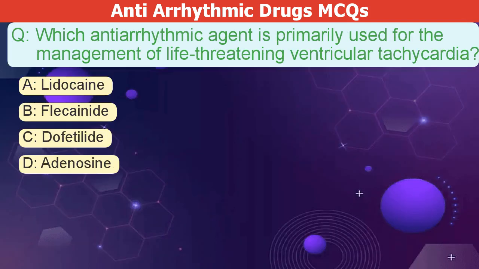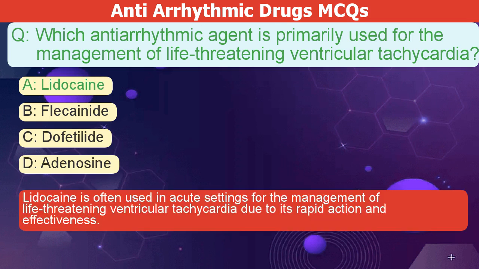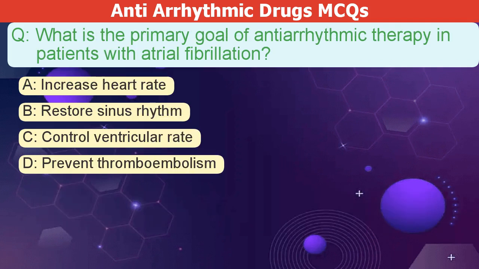Which antiarrhythmic agent is primarily used for the management of life-threatening ventricular tachycardia? A. Lidocaine. B. Flecainide. C. Dofetilide. D. Adenosine. The correct answer is A. Lidocaine is often used in acute settings for the management of life-threatening ventricular tachycardia due to its rapid action and effectiveness.